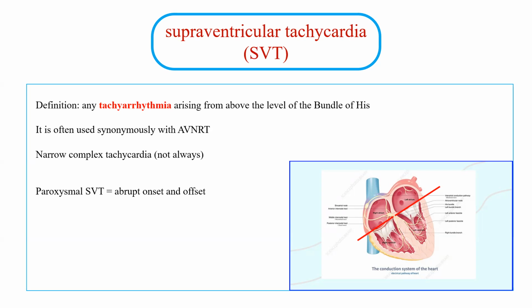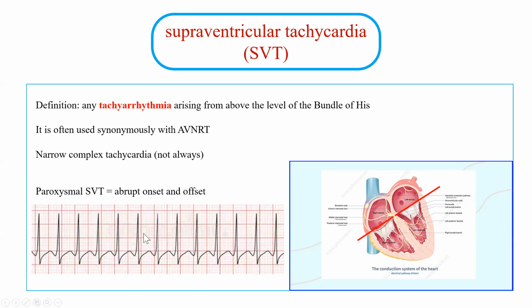Now we will talk about the classification of SVT. But first, let's have a look at a case of SVT. Let's look at this patient. This is a rhythm strip, and you can see that there are about 1.2 large squares between the two R waves, so the heart rate may be around 180 or something like that. If you look at the QRS complex, it is a narrow complex tachycardia, but this is not the rule. Any tachycardia that originates above the bundle of His is by definition a supraventricular tachycardia.